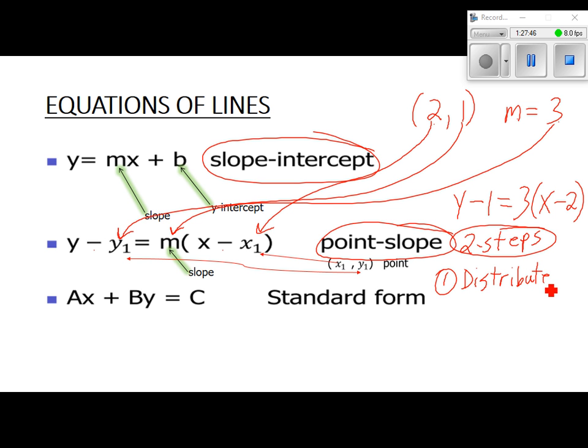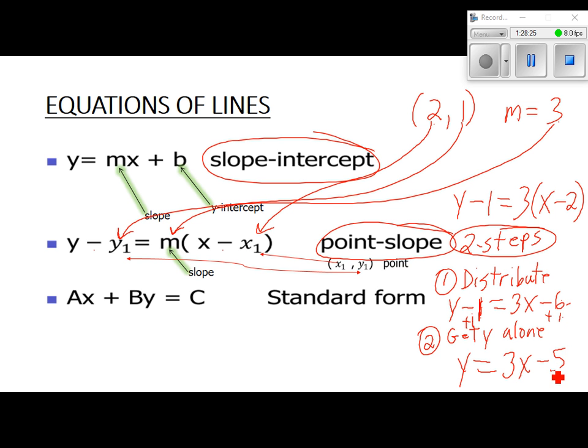When we distribute up here in this equation, we'll end up with y minus 1 equals 3x minus 6. Then the second thing we do, we get y alone. And the way we get y alone is by taking this number that's over here with the y and moving it to the other side. Well, if it's a negative 1 over here, then we want to add 1 to both sides. When we add 1 to both sides, the ones over on this side cancel out. We're left with just y equals the 3x stays the same. Negative 6 and a positive 1 give us negative 5.